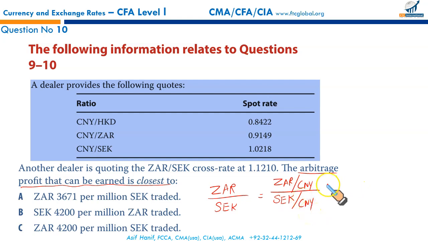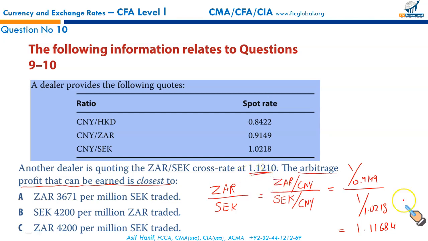Right. So what you will do, 1 over 0.9149 over 1 over 1.0218. So if you simplify this, it will be 1.11684. Right. Now, there is an arbitrage opportunity, the difference between the dealer's given rate versus the rate we get.